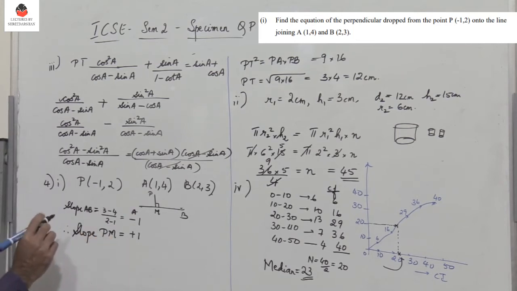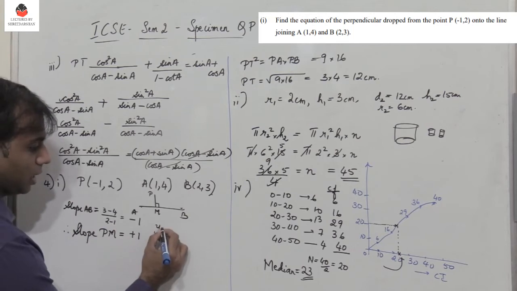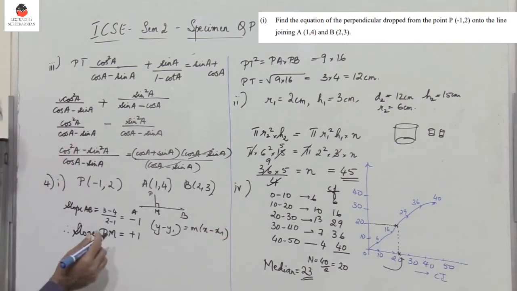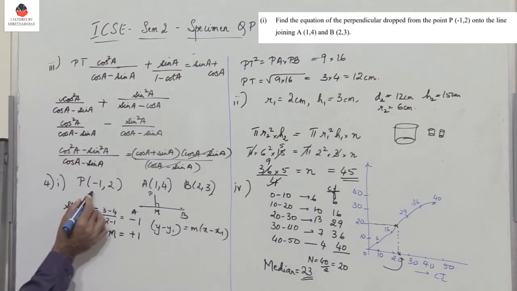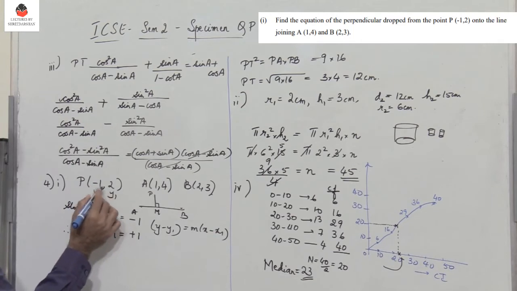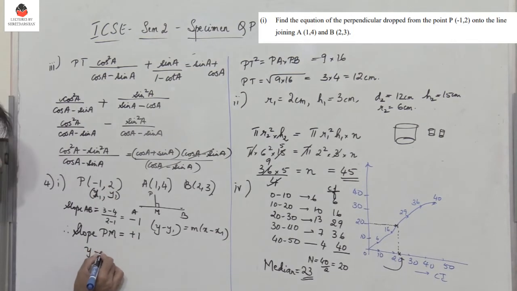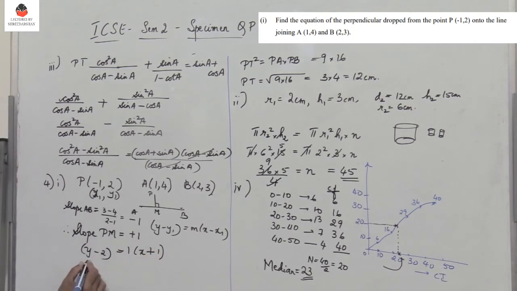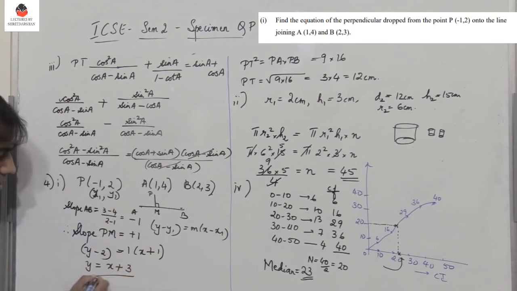Okay, so what is the equation of the line? y minus y1 equals m into x minus x1. So you have y1 is 2 and x1 is minus 1, right? So y minus 2 equals, slope is 1, 1 into x minus of minus 1, which is plus 1. So you get y equals x plus 1 plus 2, which is 3. So y equals x plus 3 is the answer.